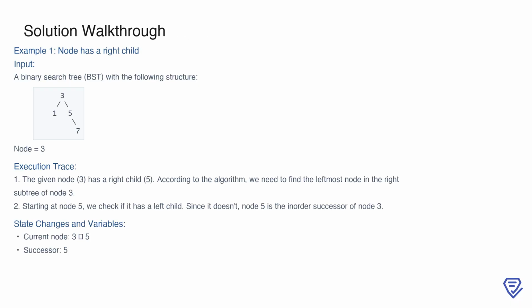To solve this problem, let's consider the first example where the given node has a right child. The input binary search tree has the root node 3, with children 1 and 5, and node 5 has an additional child, 7. The target node here is 3. Since node 3 has a right child, which is node 5, the algorithm directs us to find the leftmost node in the subtree rooted at node 5. Starting at node 5, we check if it has a left child. It does not, so node 5 itself is the inorder successor of node 3. This is because, in an inorder traversal, the next node after 3 would be the smallest node in its right subtree, which in this case is node 5.